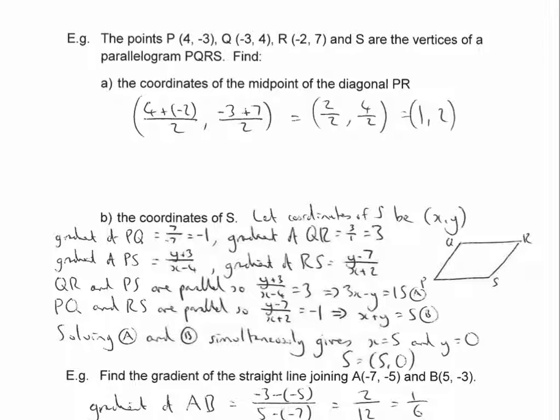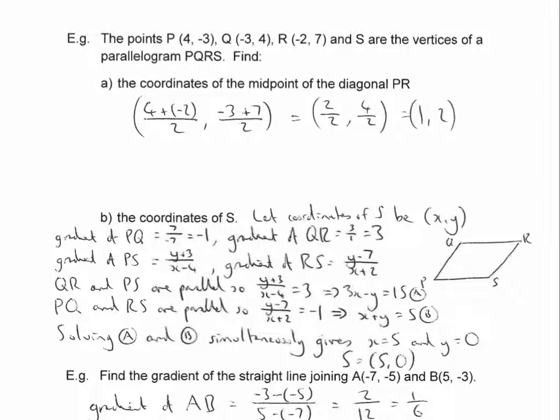Looking at my diagram, I can see that QR and PS are parallel. They have the same gradient. So I can set my numerical value for QR of 3 equal to my algebraic version of the gradient PS. So setting those equal gives me this thing here. I'm never going to be able to solve this to find x and y because it's only one statement. One equation can't find 2 unknowns. But I multiply through and tidy it up, and I get that 3x minus y is 15.